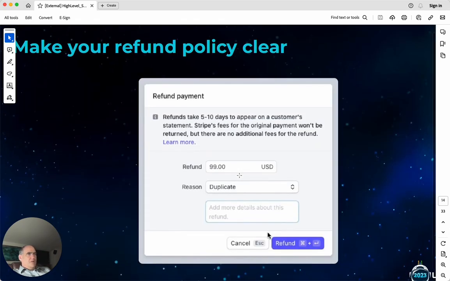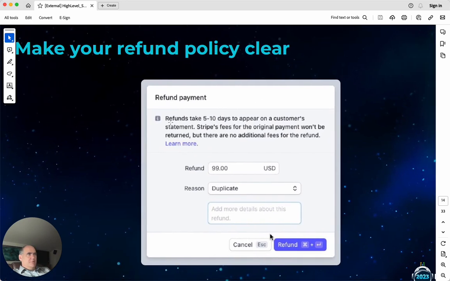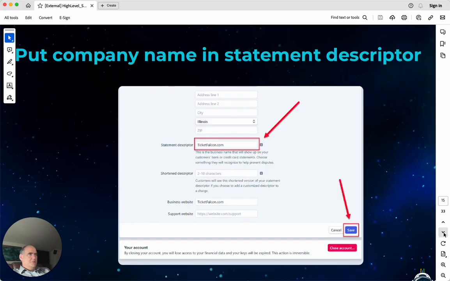So one of the things to mitigate this is to make your refund policy clear. Refunds take 5 to 10 days to appear on a customer statement. Stripe fees from the original payment won't be returned, but there are no additional fees for the refund. That's probably true too. The original fee is what you probably get charged, plus the dispute fee. Anyhow, that's just the return process or the refund process.